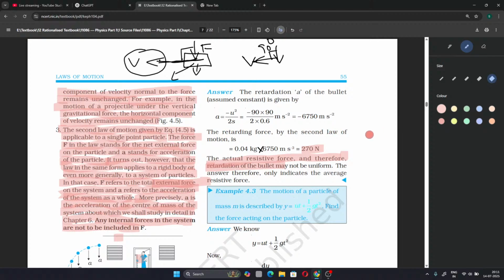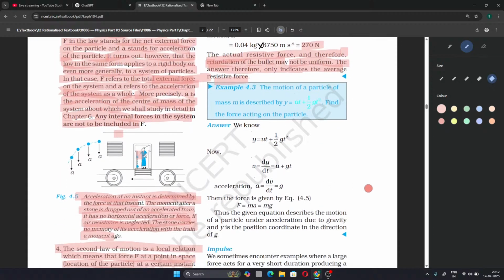The retarding force by the second law of motion is not the actual resistive force, and therefore the retardation of the bullet may not be uniform. The retardation a of the bullet is assumed to be constant. This answer we got, this 270 Newton, is actually only the average resistive force.